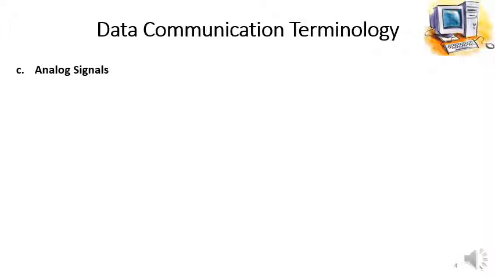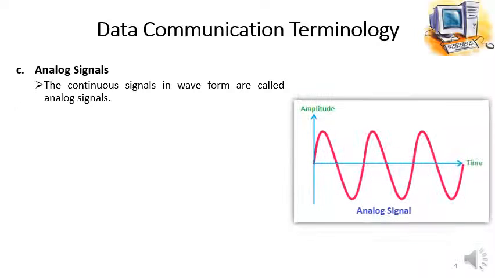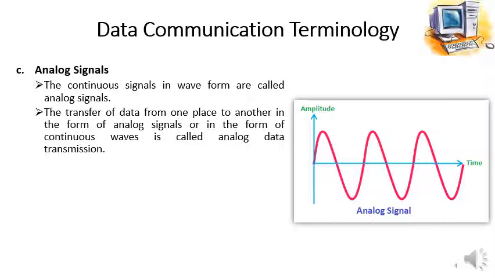Third terminology, we have that analog signal. The continuous signals in wave form are called analog signals, as shown in the figure. The transfer of data from one place to another in the form of analog signals, or in the form of continuous wave, is called analog data transmission.